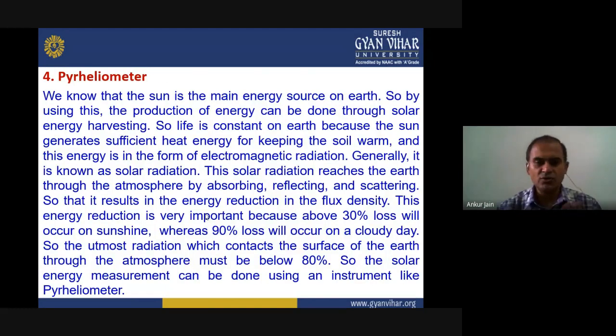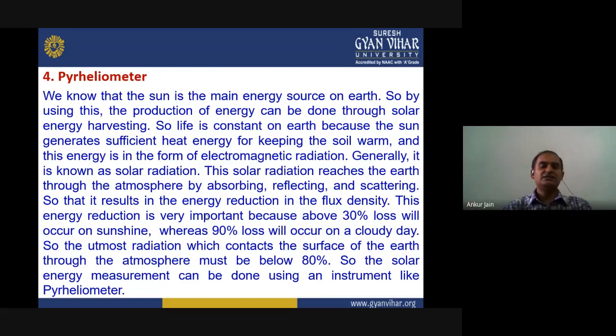Now we will see how to measure the radiation. We already know that sun is the main energy source on earth, right? If we use this fact, the production of energy can be done through solar energy harvesting. We are now employing this solar energy to meet our energy needs, right? We are using solar panels and converting this to electricity. So life is sustainable on earth because sun can provide sufficient heat energy to keep our earth warm, okay?